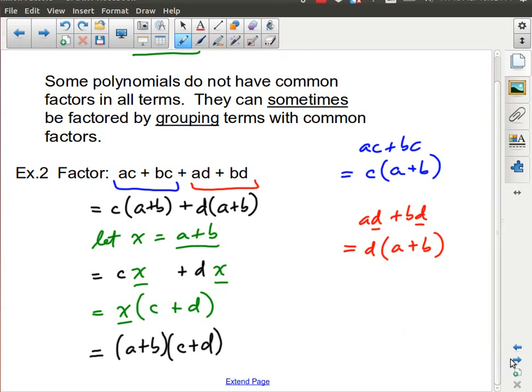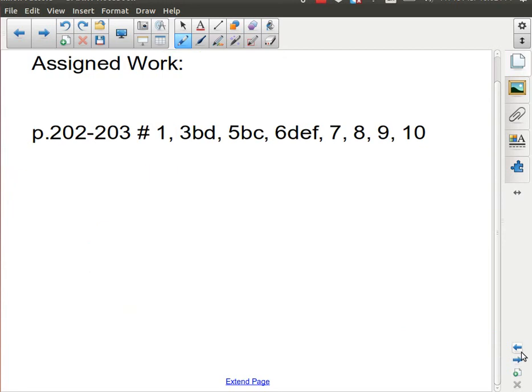And I believe that is it. Then we've gone on to our assigned work.